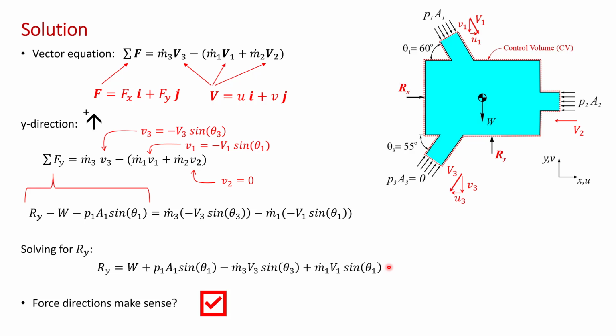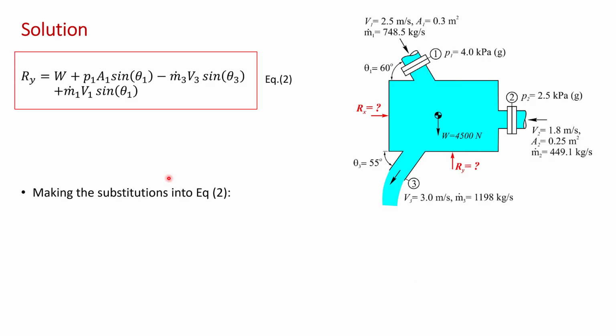We can move on and make some substitutions. So once again, I've rewritten the expression up here that we had on the previous page, and we can just make the substitutions. We know all the variables now. So the weight in the problem statement you're given is 4,500 newtons, and then P1A1 sine theta. So P1 is 4,000 newtons per square meter times 0.3 meters squared, which we calculated previously, times the sine of theta 1, so sine of 60 degrees. That's correct.